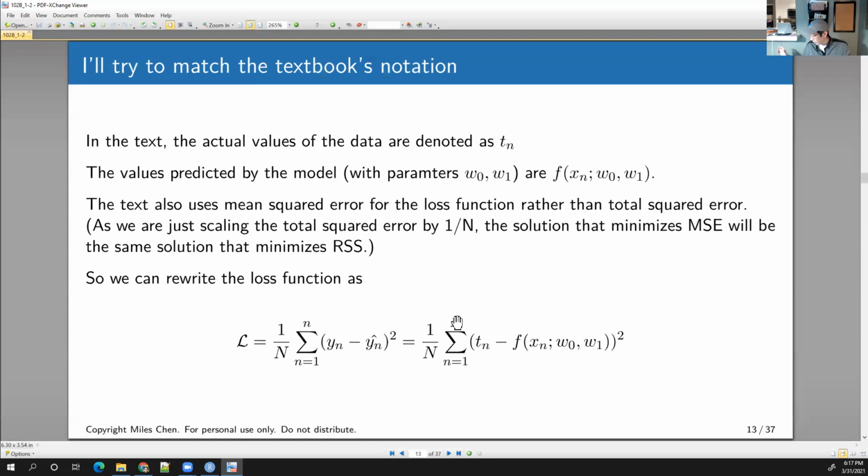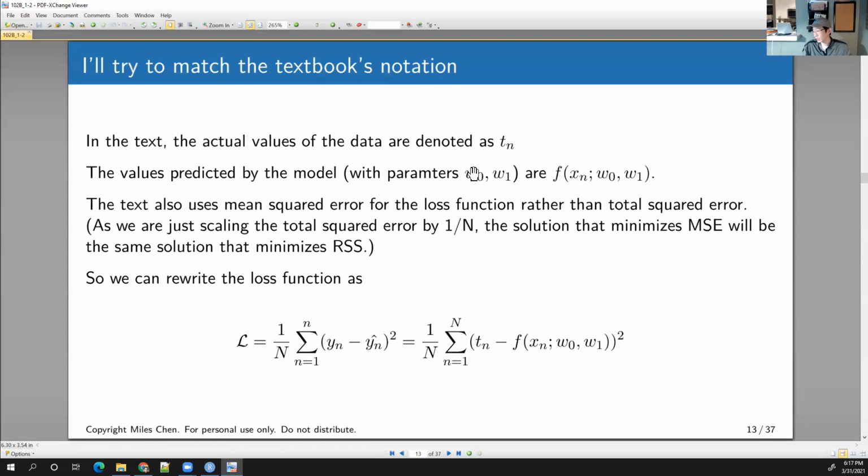I'm going to try to match the notation in the textbook, and so they don't use y and y hat. They use t for the actual values, t as in target value. This is the target value.